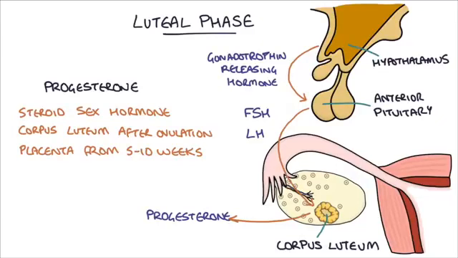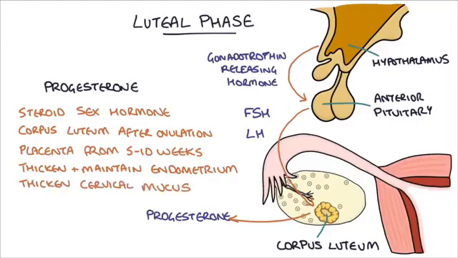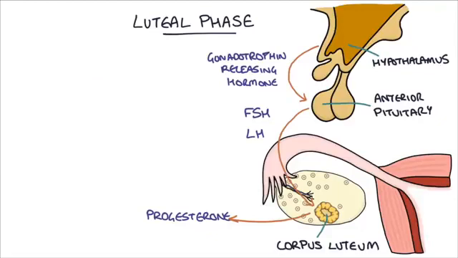Progesterone acts on the tissues that have previously been stimulated by estrogen. So, for example, they cause thickening and maintaining of the endometrial lining. They thicken the cervical mucus to prevent things going in and out of the uterus. And they also cause a slight rise in the body temperature. The corpus luteum also secretes some estrogen.